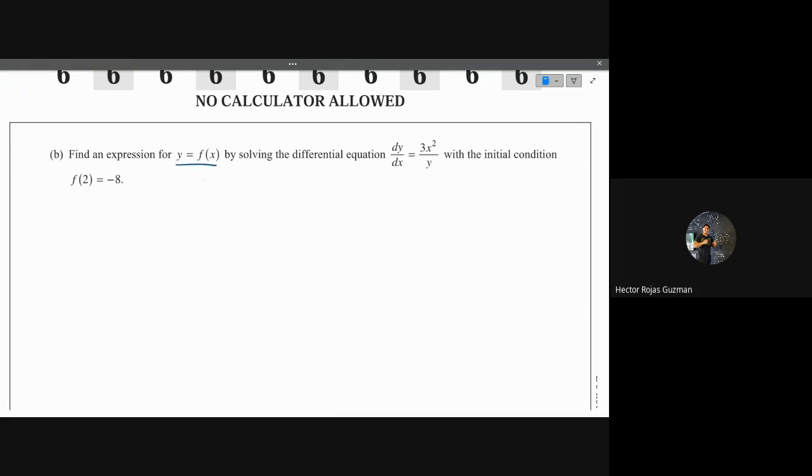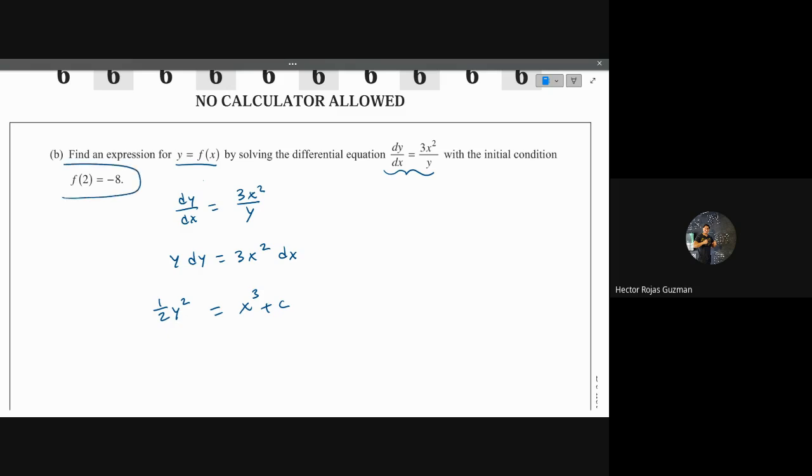Find an expression for f of x if we were given this differential equation. You got to separate the variables. dy/dx equals 3x squared over y. I'm going to multiply by y. I'm going to multiply by dx. That gives you 1 point. Then we're going to find the antiderivatives. That should give you 2 extra points.